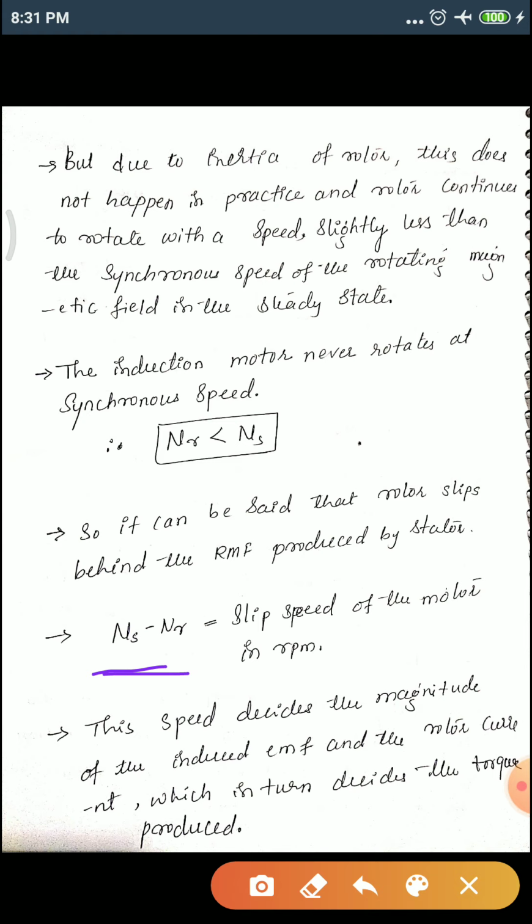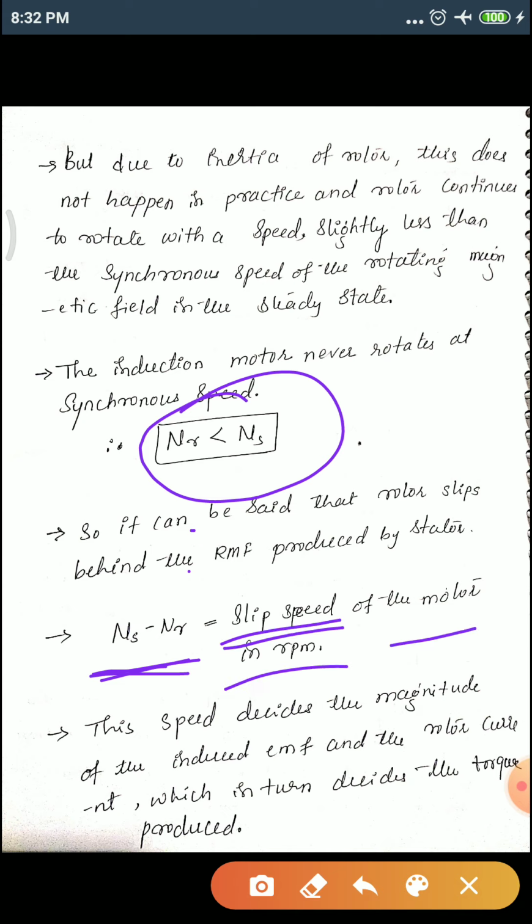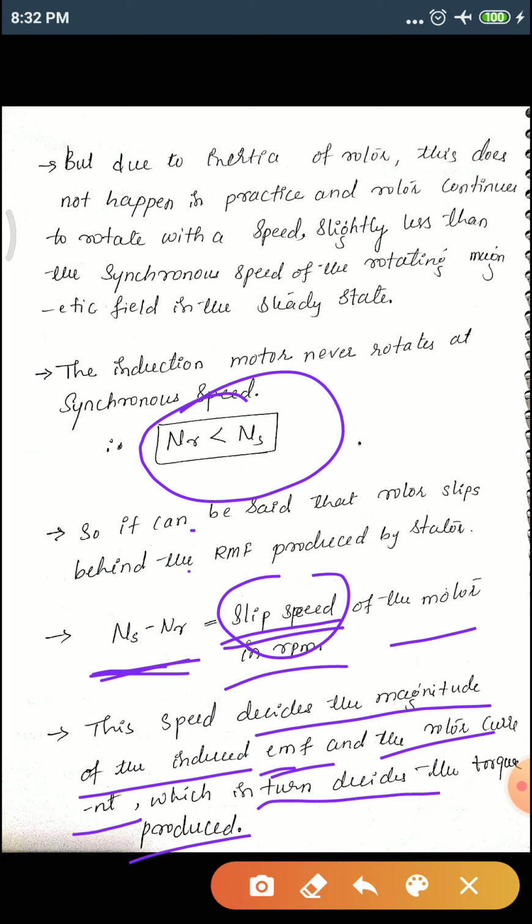Remember, NR will be lesser than NS, so you can get a difference between these two. NS minus NR is called the slip speed of the motor in rpm. And this slip speed decides the magnitude of the induced EMF and the rotor current, which in turn decides the torque produced in the rotor.